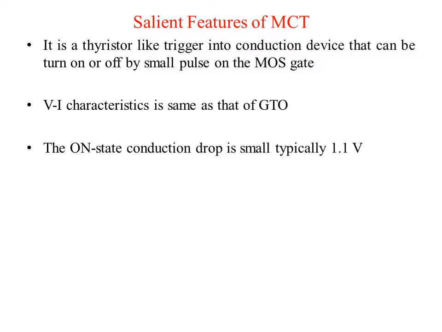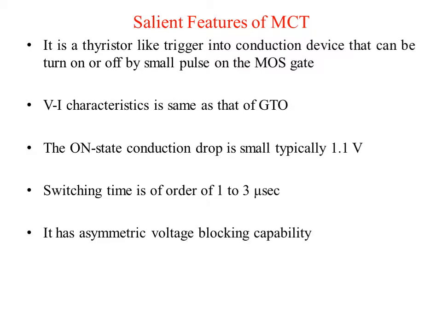The on-state conduction drop is small, typically 1.1 volt, whereas in case of SIT, the on conduction drop is very high. Thus if you compare MCT and SIT, we can say that in MCT the on state conduction drop is very small and it is of the order of 1.1 volt. Switching time is of the order of 1 to 3 microseconds, whereas in SIT it is 1 to 6 microseconds. So we can say that MCT is a fast switching device as compared to static induction thyristor.